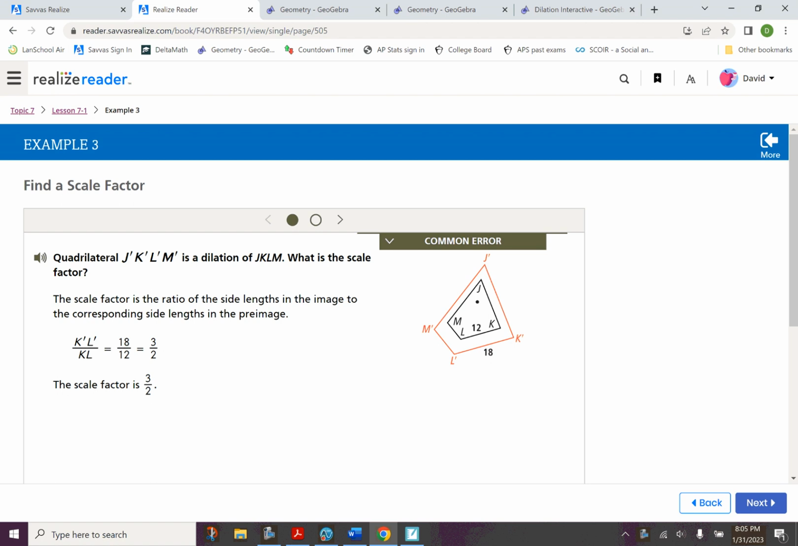And yes, you can leave it as an improper fraction. It's absolutely fine. But again, from black to orange, it's an enlargement. Our scale factor has to be bigger than 1.